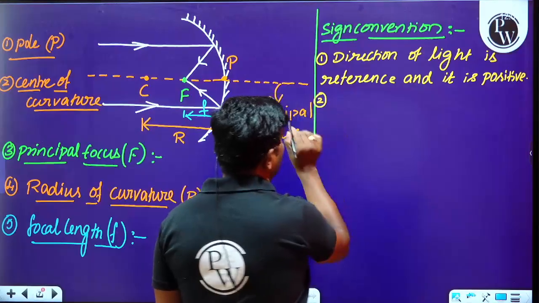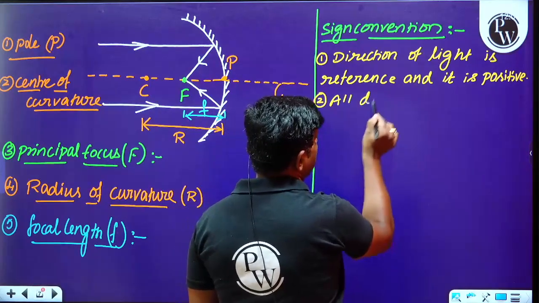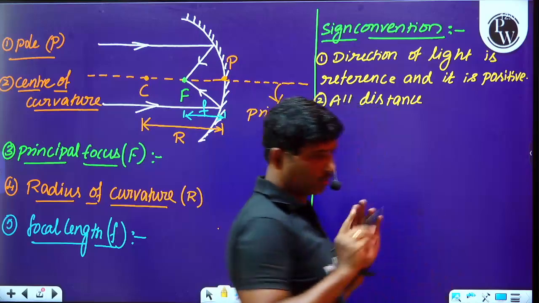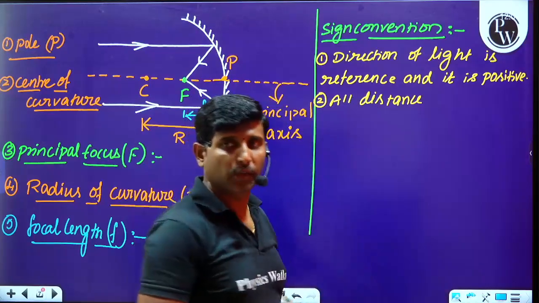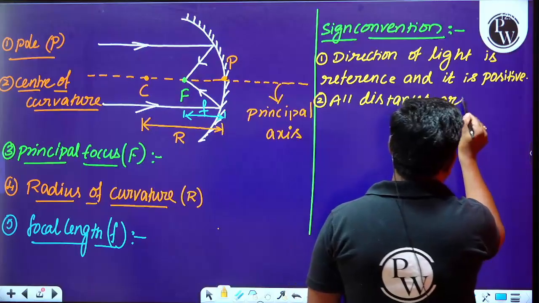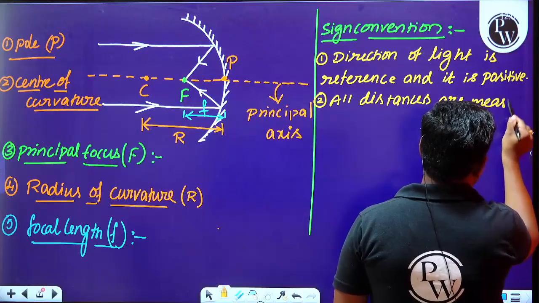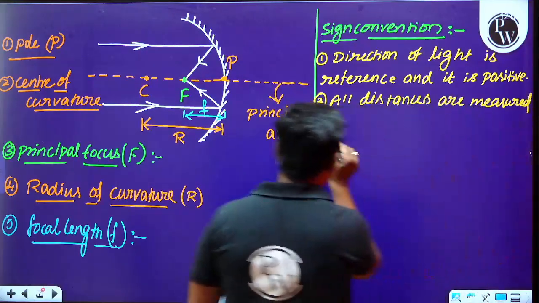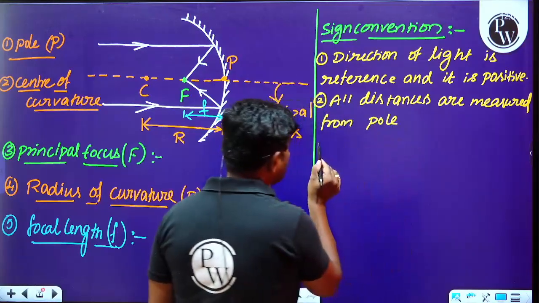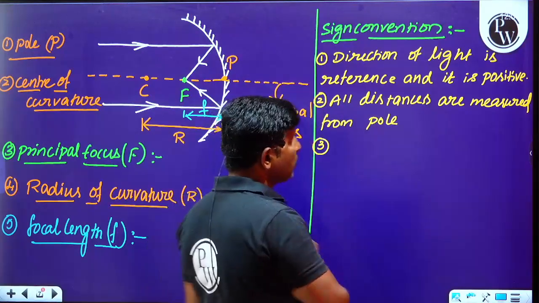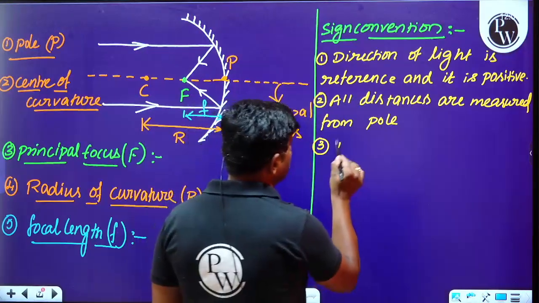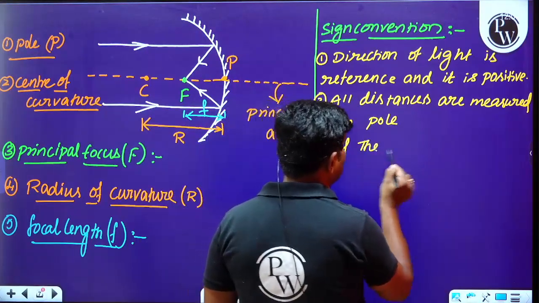And second point, all the distances, you have to learn as many times as possible, and you have to keep these points in your mind as fixed points. All the distances are measured from the pole.